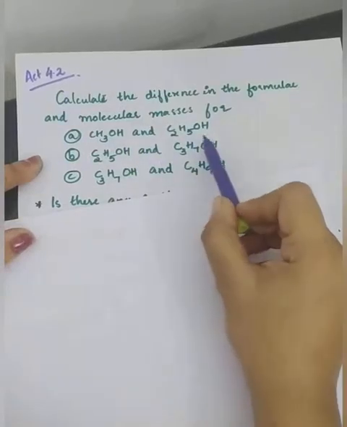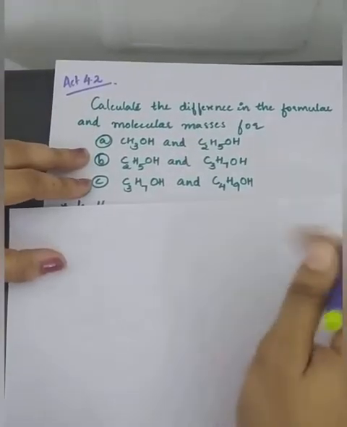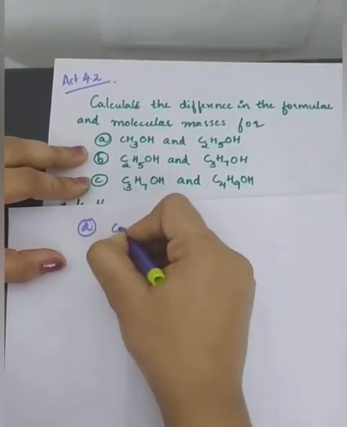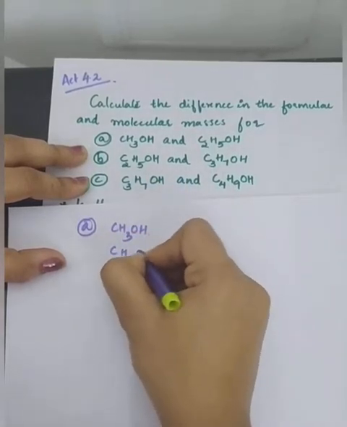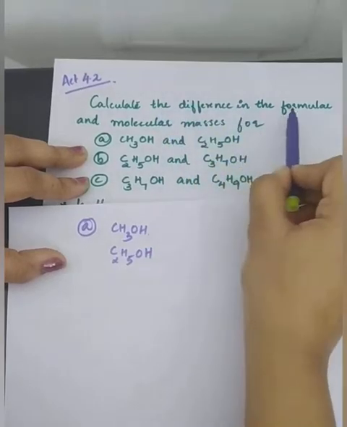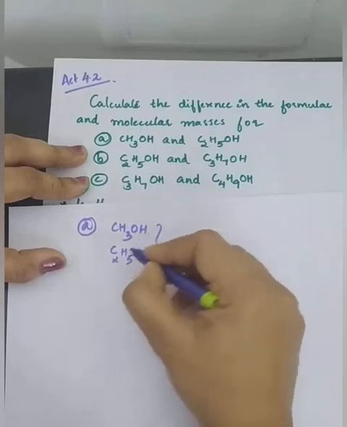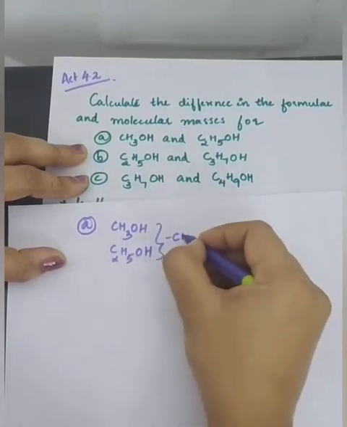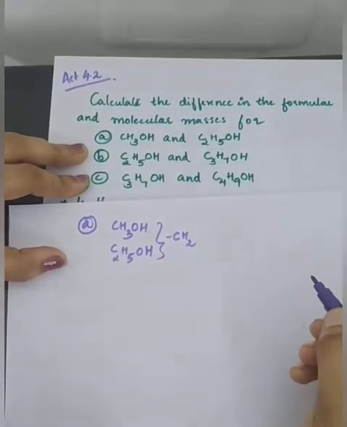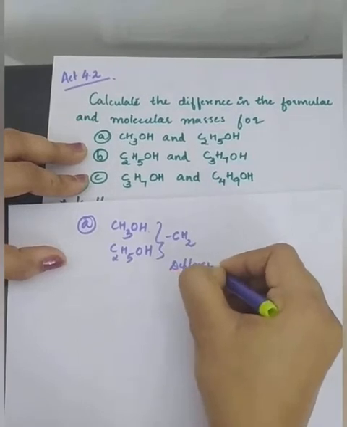Now let's see how to solve this question. First is, calculate the difference in the formula and molecular masses for the first one, CH3OH and C2H5OH. The thing you have to calculate is the difference in the formula. So what is the difference in the formula? They differ by a CH2 group. Just now we studied that. So the difference is CH2.